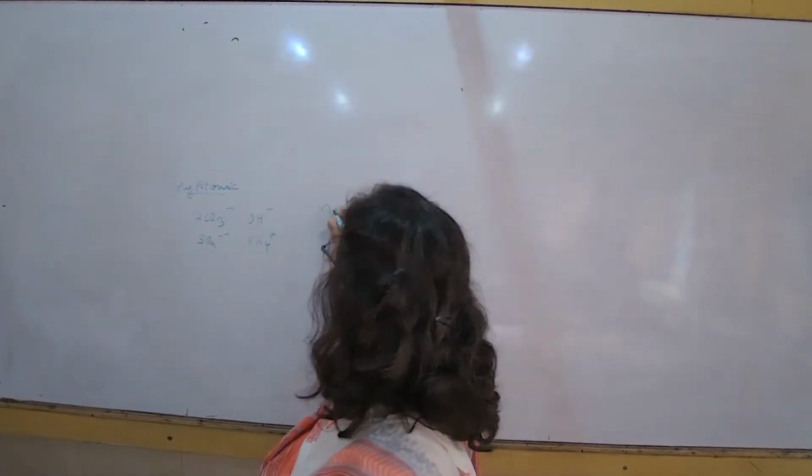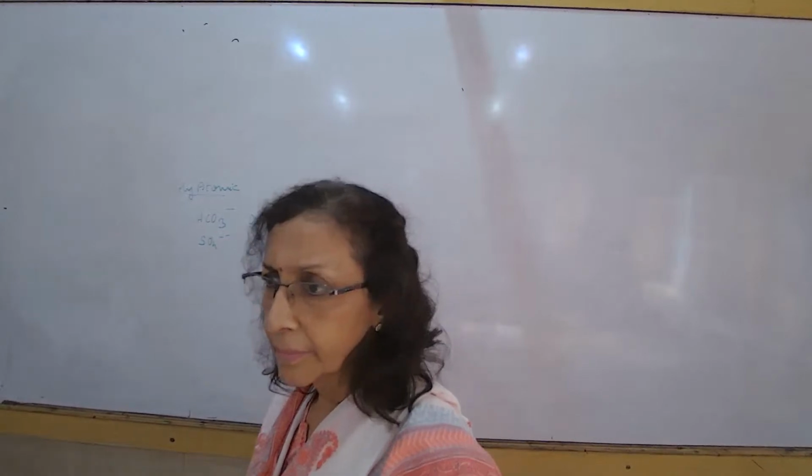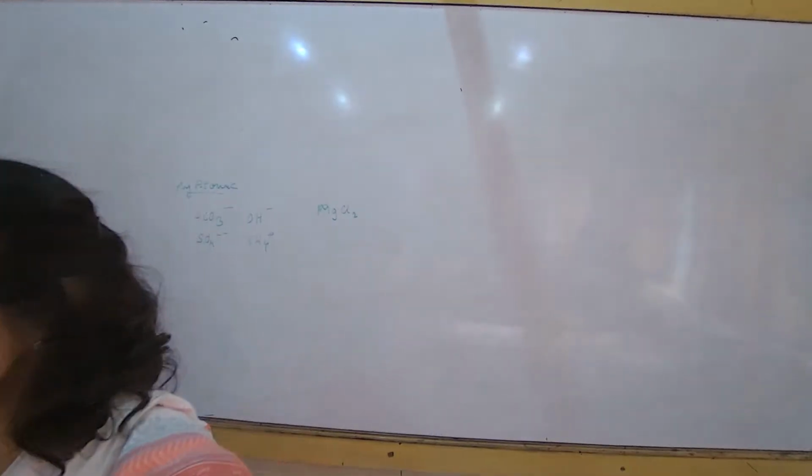So, Penny, what is the chemical formula for magnesium chloride? By now you should know it by heart. MgCl2. Magnesium chloride. Come on, write down. Write down.